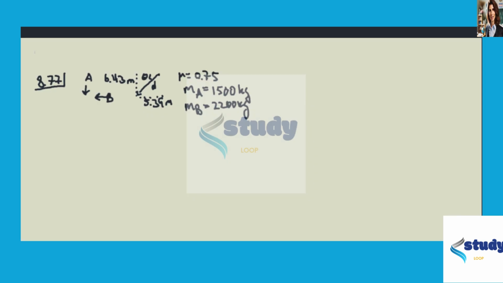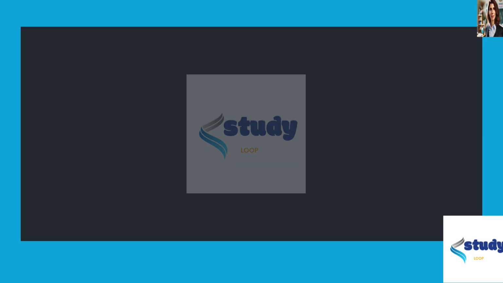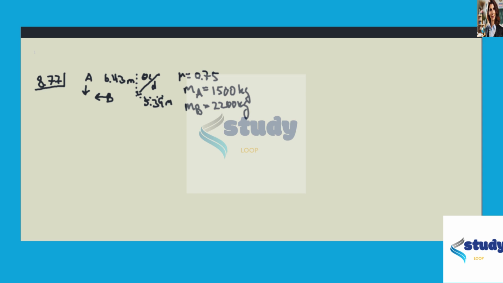Problem 8.77. We have two cars, a sedan A traveling to the south and an SUV B traveling to the west. Their masses are given here. They run into each other, as cars do, and slide together for some distance along the ground. Now we're told the distance which they slid together before stopping, and we're given the x and y components of that displacement. We're told what the coefficient of kinetic friction is between the combined cars and the ground.